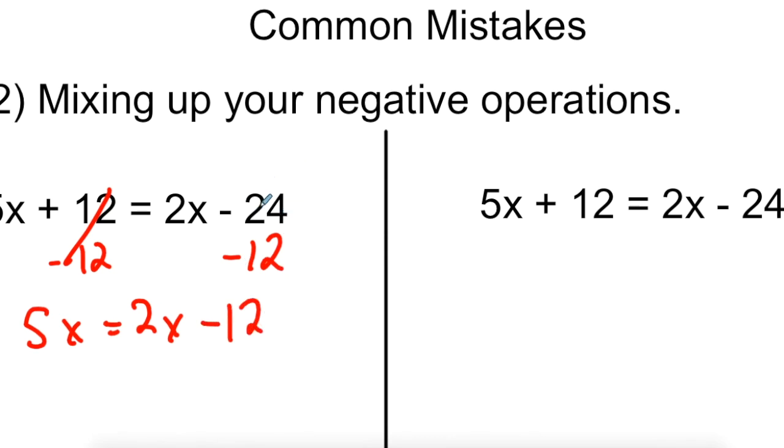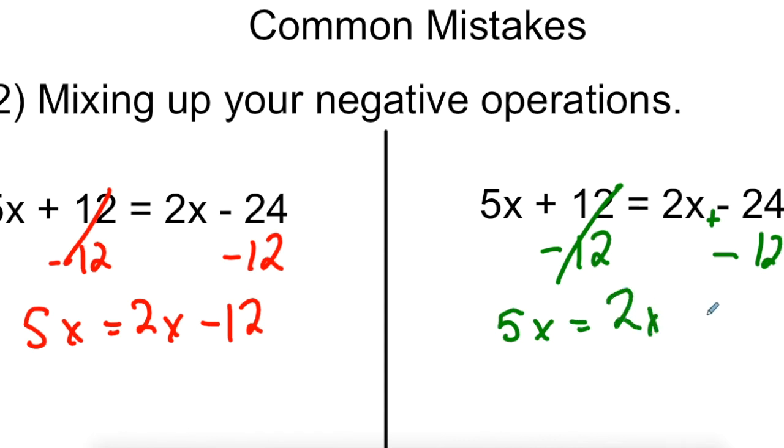Now you'll have to see over here what's actually going on in the green, because if we do this correctly, you will still see that we get rid of the 12, but you have to remember that this 24 is negative. That minus in front of the 24 is telling us that we're actually adding a negative 24. Now when I do that, we're actually going to get a more negative value. So in this case, we'll actually have 5x equal to 2x minus 36.